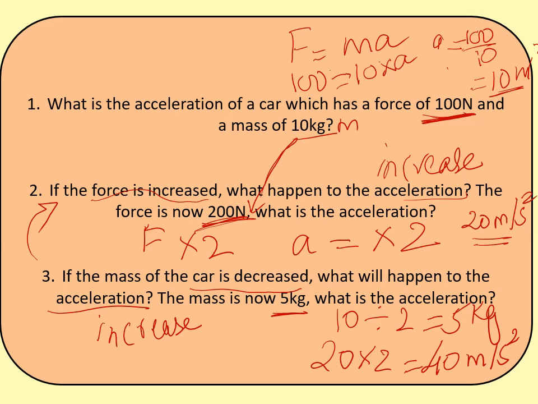Whatever happens to the force, the same thing happens to the acceleration, provided the mass is not changing. So if force doubles, acceleration doubles. If force becomes half, acceleration becomes half. If force is multiplied by 100, acceleration gets multiplied by 100. Then mass and acceleration are inversely proportional. So if mass doubles, acceleration becomes half. If mass triples, acceleration becomes 1/3. If mass goes down by a factor of 6, acceleration gets multiplied by a factor of 6. Okay, so this is how you do Newton's second law.